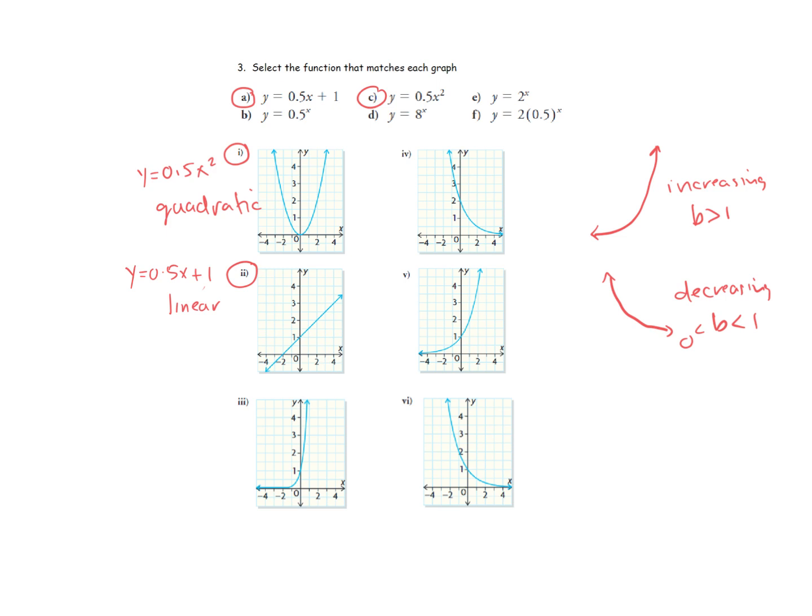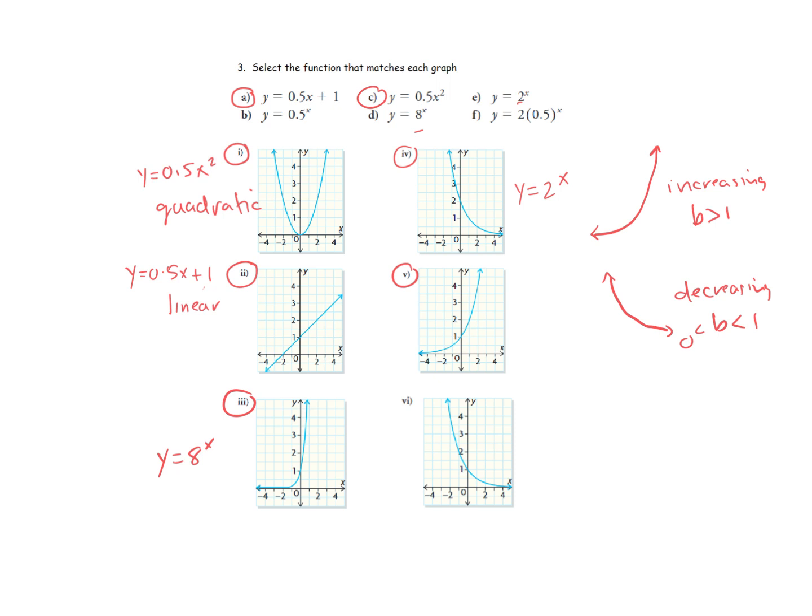So when I'm looking at these graphs, this one and this one have whole number bases. One is 2 and one is 8. So they should be going up to the right. So 3 and 5 are going up to the right. The difference between 2 to the power x and 8 to the power x is that 8 is going to be steeper because 8 is a bigger number. So the bigger the base, the steeper the line. So this one's going to be 8 to the x because it's steeper than this one, which is going to be 2 to the x.